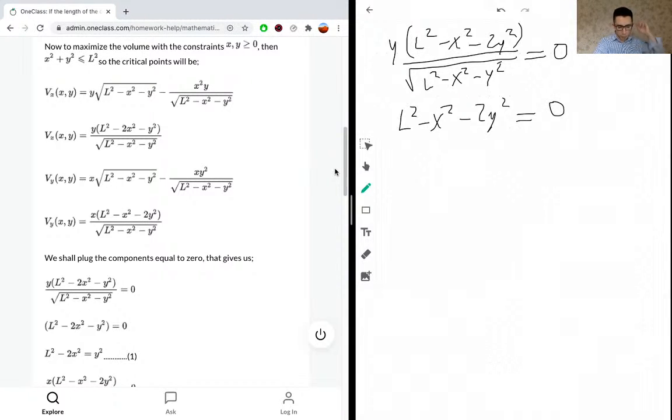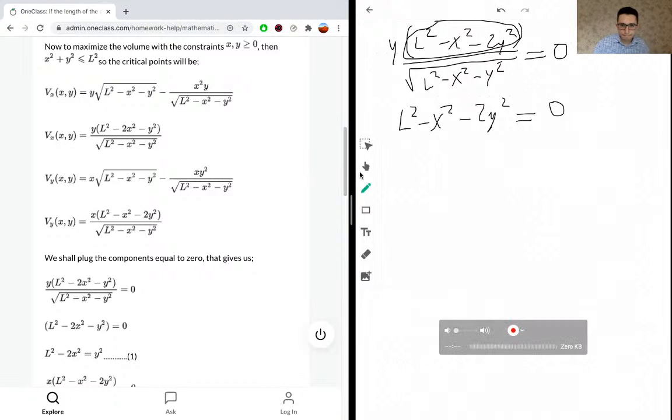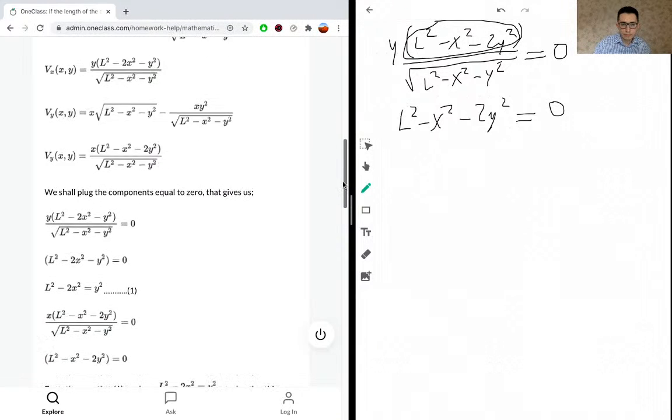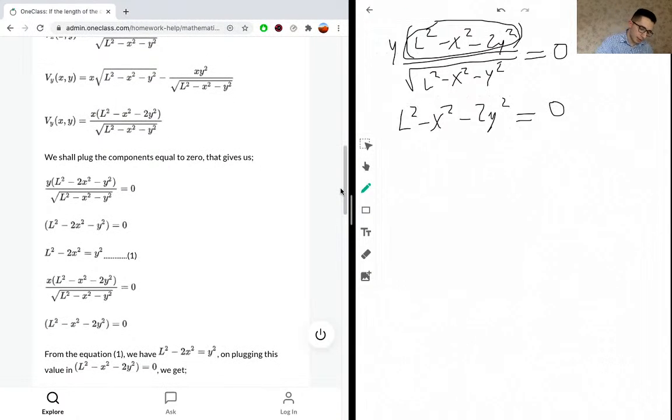So we want to see what the volume would be when we look at this component and we set this component to 0. Okay, so this is kind of our first equation. L squared minus x squared is equal to 2y squared. So we'll call this equation 1.